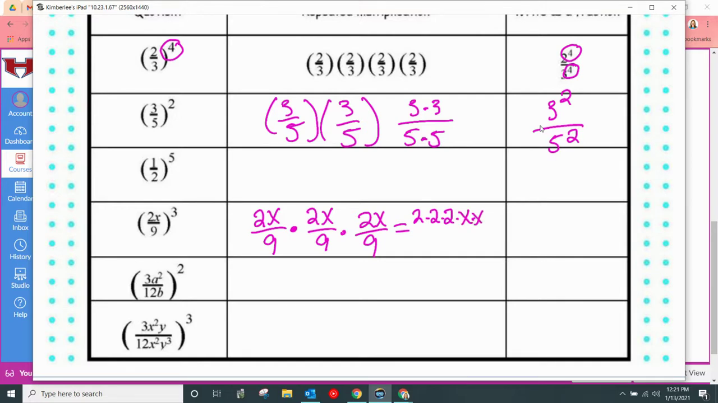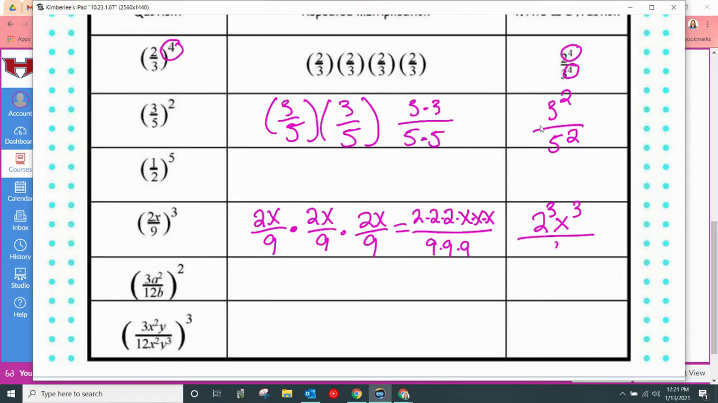Because remember, that's how you multiply fractions. You multiply all the tops, you multiply all the bottoms, you make a big fraction. Well, this is really the same thing as 2 squared. Oh, I'm sorry, not squared. There's 3 2's there, so that's 2 cubed times x cubed times 9 cubed.